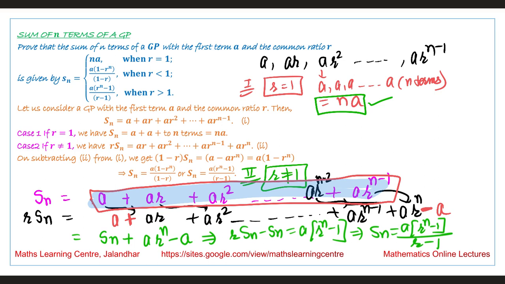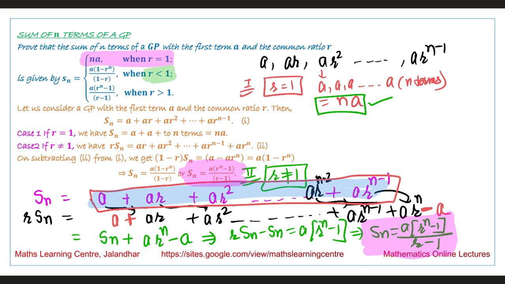So this is the formula for Sn is equal to a into r raised to the power n minus 1 over r minus 1. So this is the formula for the sum of the n terms of a GP. So this result can be written in this way. We are saying when r is equal to 1, it is n into a.